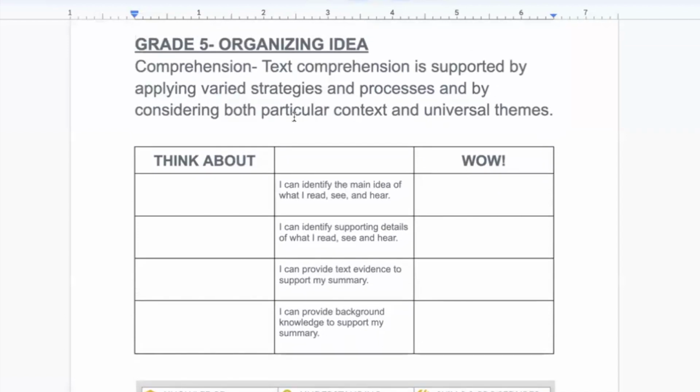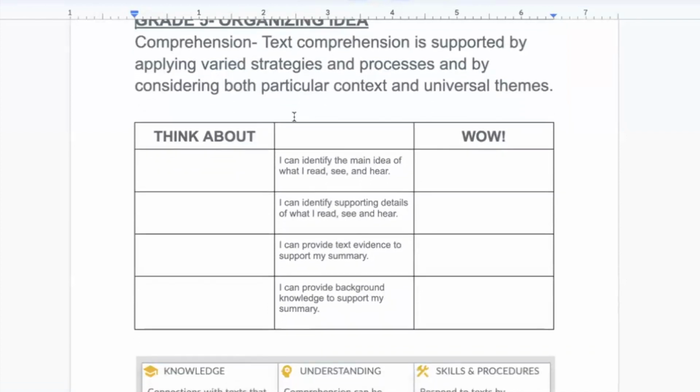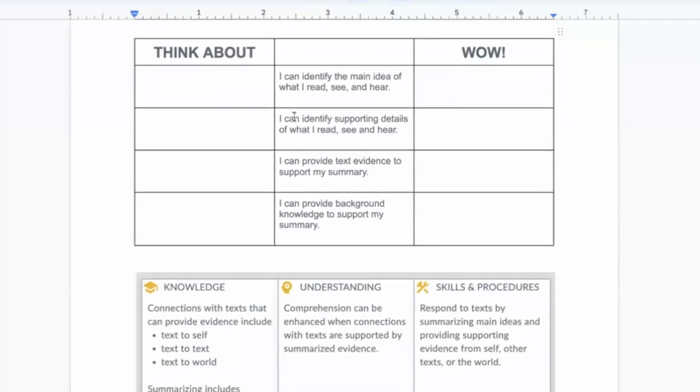And Lana and I did the same thing, essentially. We said, which organizing idea would we like to touch this time with grade 5? And we picked the organizing idea of comprehension. Text comprehension is supported by applying varied strategies and processes, and by considering both particular context and universal themes. So we looked at the language and we said, what would a grade 5 student be comfortable with and understand? And we said the left side could say "think about," and the right hand side could say "wow," both being the positive and constructive feedback components.